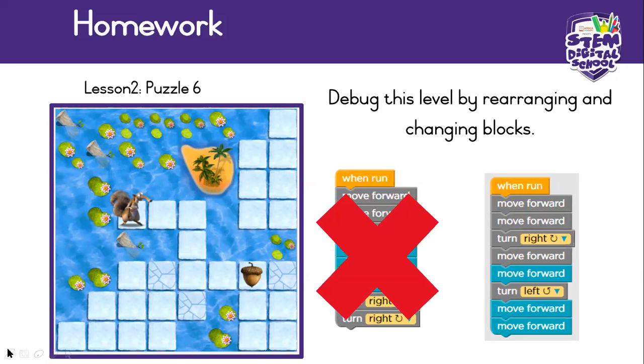So this is the correct code. I just want to change my arrow to a pen. This is the correct code. Move forward, turn right, move forward, turn left, move forward, and move forward. I hope all of you got it right. Even if the first time is not right, as long as you get it right in the end by debugging your code.